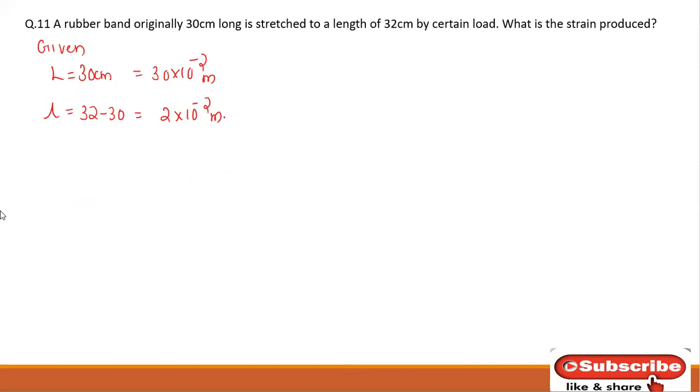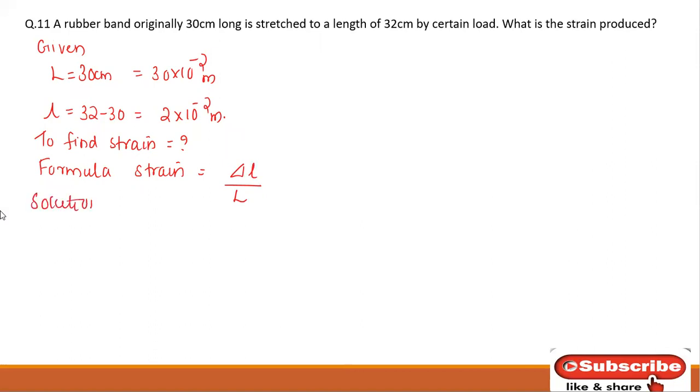Okay, we want to find out the strain produced. To find strain, okay, we know that the formula for strain is change in length upon original length, that is delta L upon capital L, where delta L is the change in length.